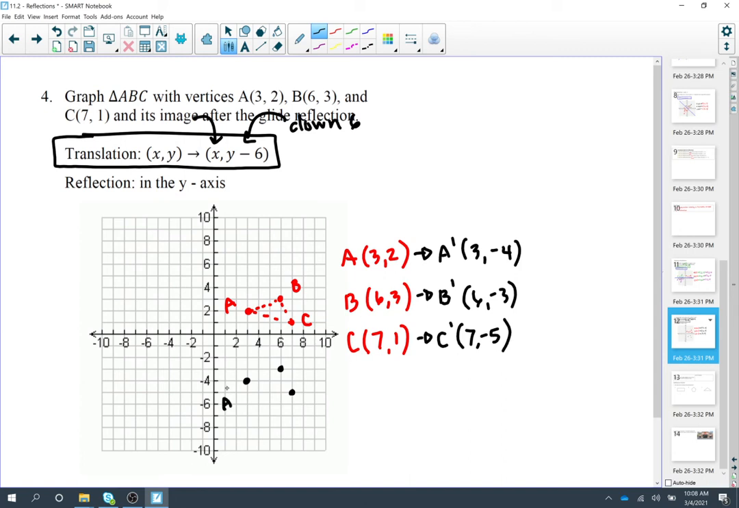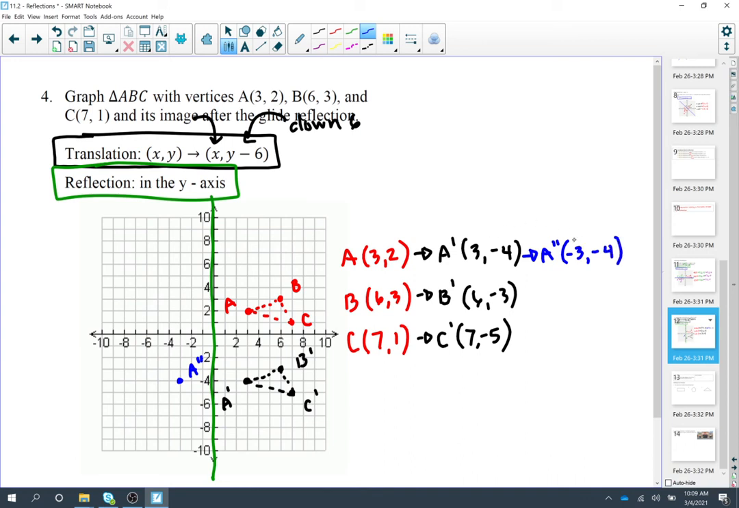And then I have A prime, B prime, C prime, and still a dotted line. Now we're going to take that and we're going to do a reflection in the y-axis. So the y-axis is right here. And we're going to reflect. So A double prime currently is 3 away. So 1, 2, 3 gives us A double prime, which is now at negative 3, negative 4. And notice this time it's the x coordinate that's flipping.